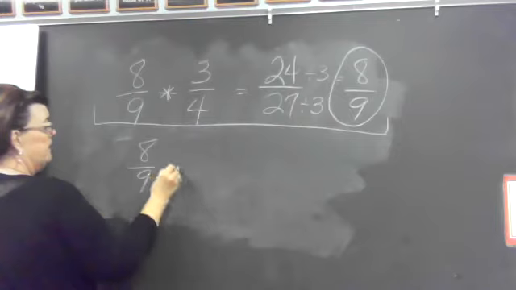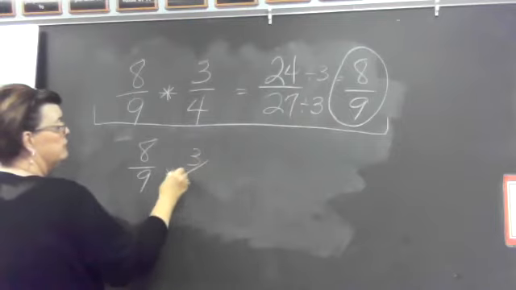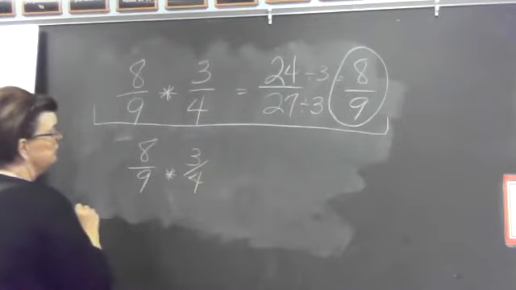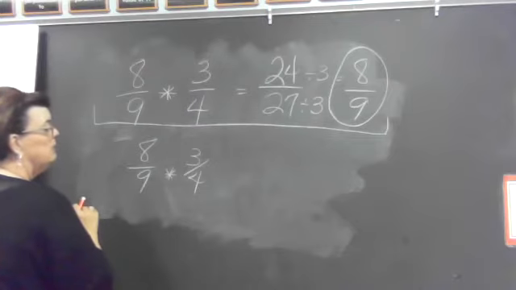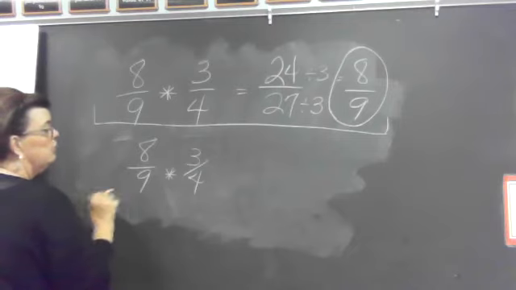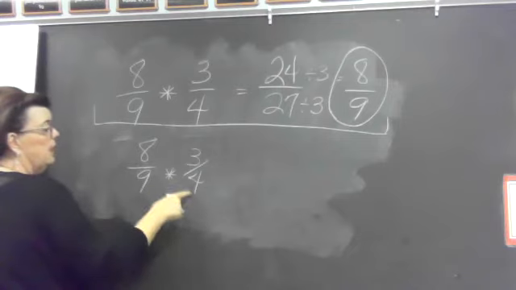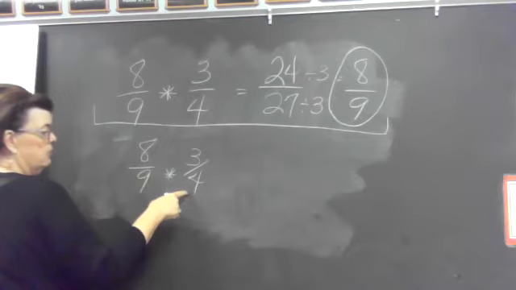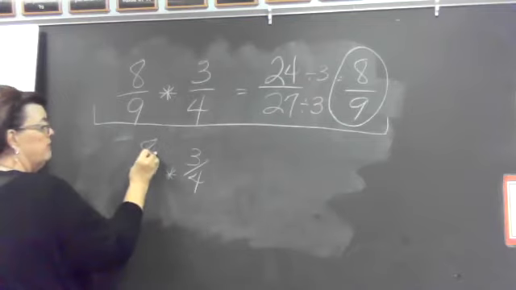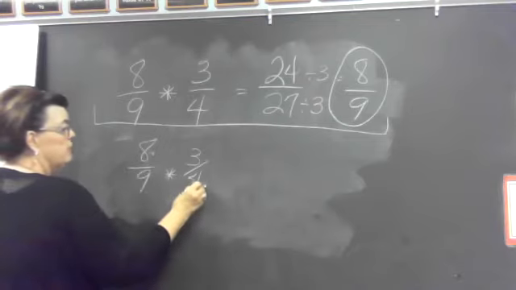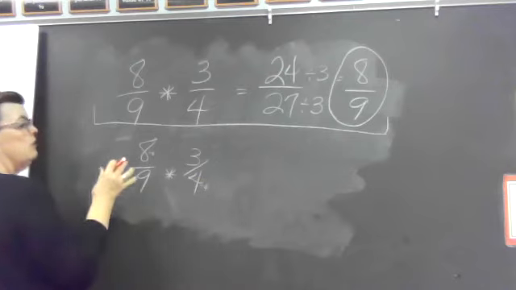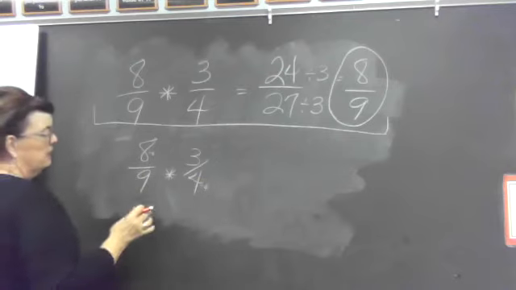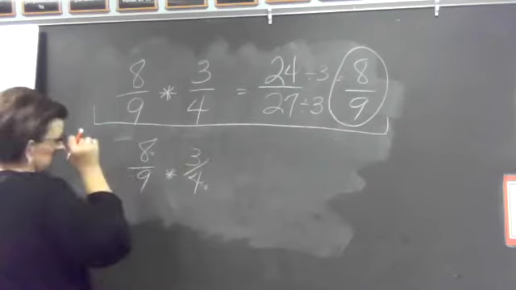8/9 times 3/4. Let's look at this. I'm going to look for any top with any bottom that will divide by the same number. Well, I see 8 and 4, and both of those will divide by 4. So I'm going to divide this one by 4. Now remember, it has to be a top with a bottom. It can't be 2 tops, okay?